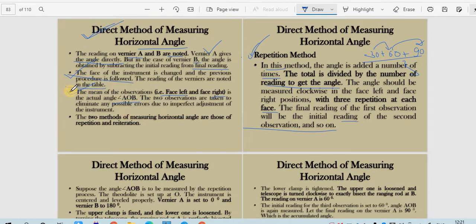So as I've told you in the previous lecture, while performing observation through theodolite, you have to keep face left and face right position. For the first time you will do the observation with face left, and then with the face right, and then you have to take the average value of these two angles. That will give you the angle AOB. Okay. So in this way you can calculate the horizontal angle with the help of your theodolite.